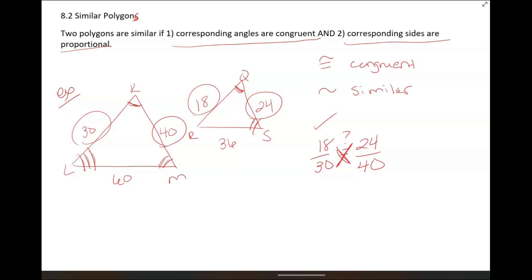So if I check 18 times 40, I'm going to get 720. And if I multiply 30 times 24, I'm also going to get 720. And so those sides are in proportion. So my similarity statement would look like triangle, and again, you can do any order as long as they're both corresponding, KLM is similar to triangle QRS.